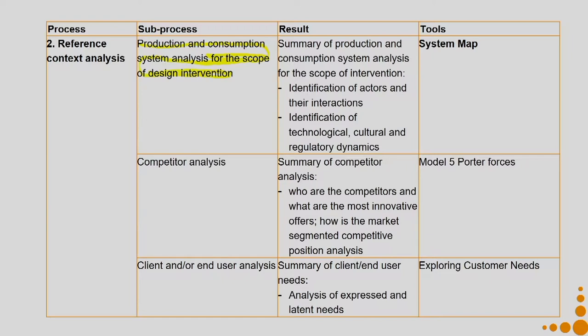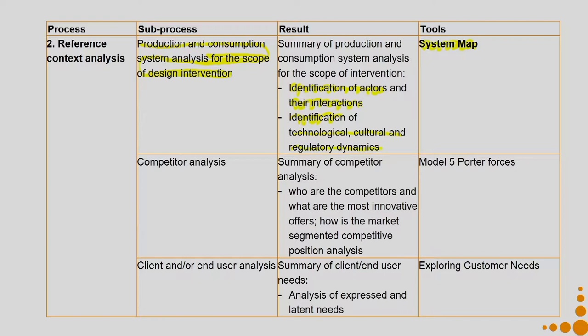I have to do a summary of production and consumption system analysis for the scope of intervention, first by identifying the actors and the interactions they have amongst each other. Then I will identify the technological, cultural and regulatory dynamics. I will use a systems map for doing this. We already discussed how to identify actors and their interactions, so I will not discuss again how to make the systems map.